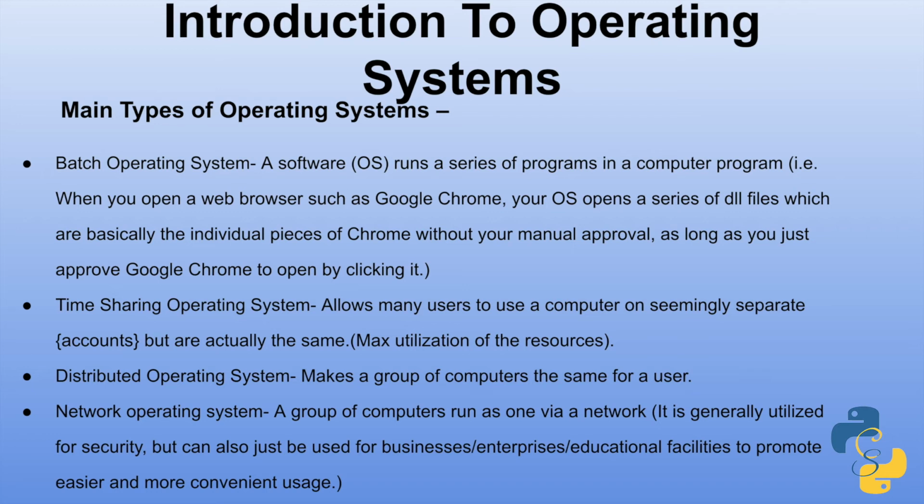The other kind is a network operating system. A group of computers run as one via a network. It is generally utilized for security, and this is often used in Parrot Security OS, but it can also just be for businesses or enterprises or educational facilities to promote easier and more convenient usage. This is the other operating system that can also very commonly be used in those universities and schools on their computers so that they do not waste any resources on their computers that they do not have to waste.